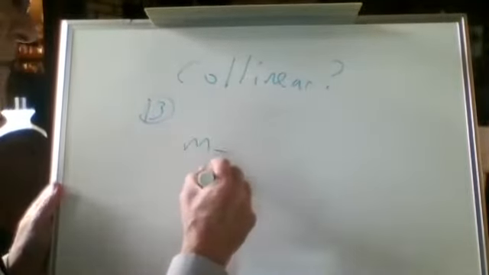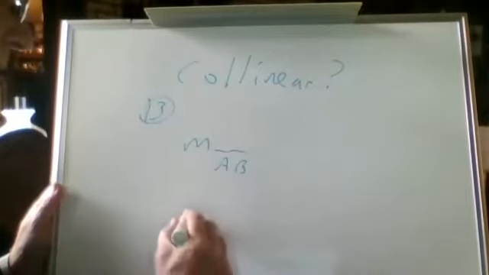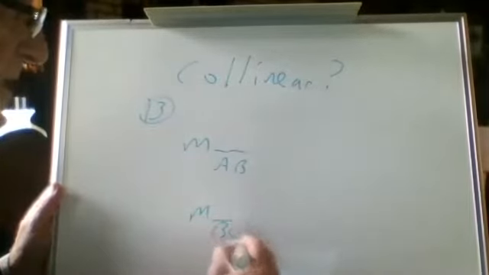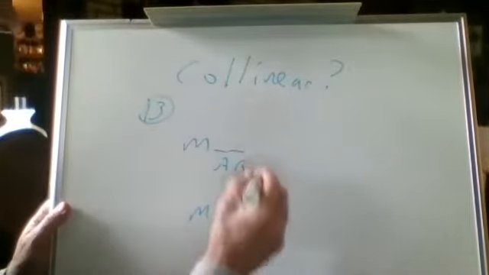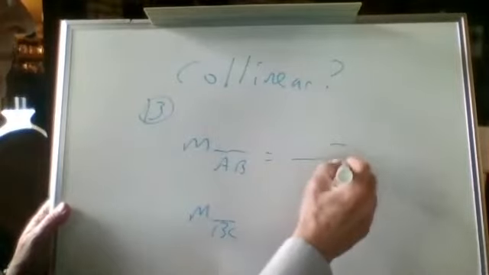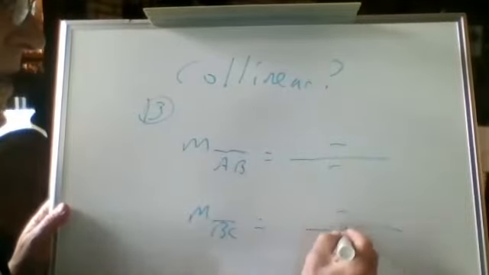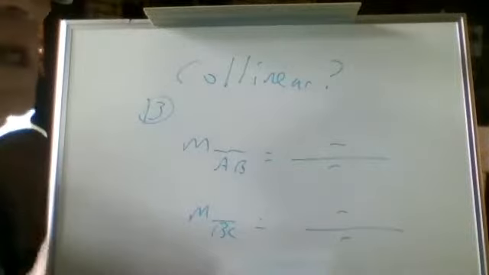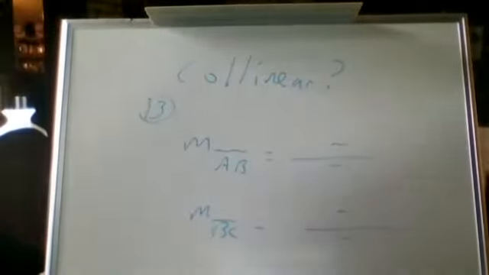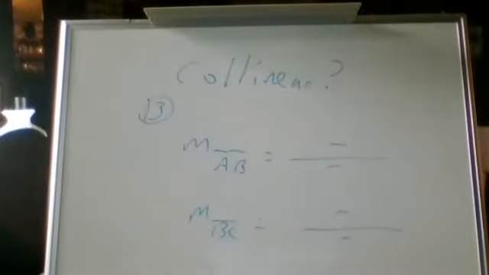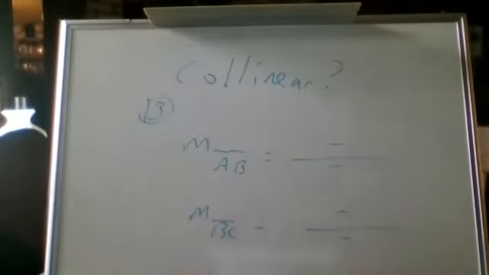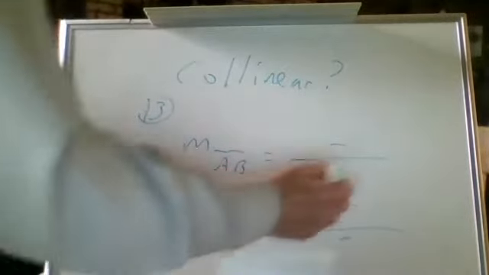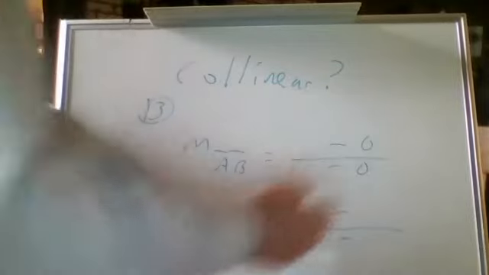All right, so I'm going to find the slope of segment AB and find the slope of segment BC and see if they're the same, all right? Remember, the slope formula is the difference in y values over the difference in x values. So point A is 0 and 0, okay? So point A is 0 and 0, x value, y value.